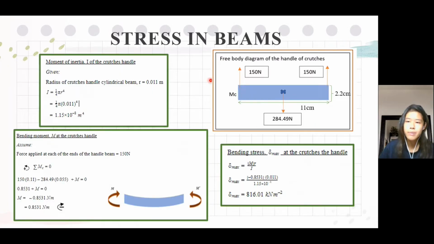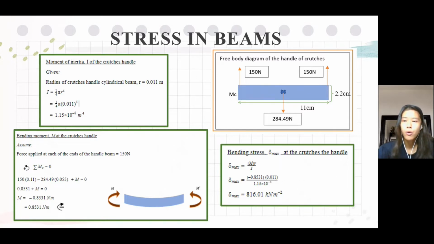So, from the free body diagram and the assumptions made, to obtain the maximum bending stress in handle beams, we calculate the moment of inertia first with the formula of 1/4 pi r to the power of 4. Given the radius is 0.011 meter, we will get 1.15 times 10 to the power of -8 meter to the power of 4.